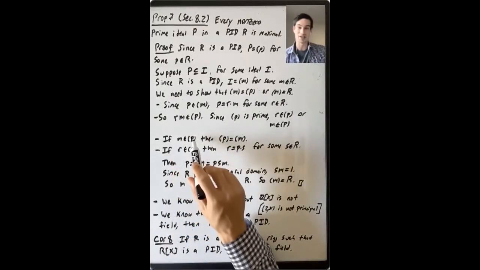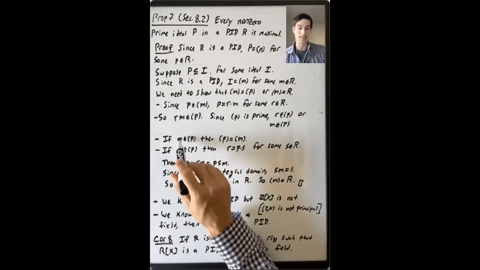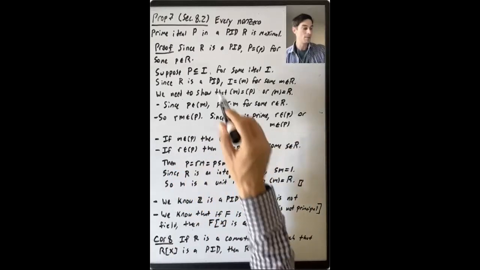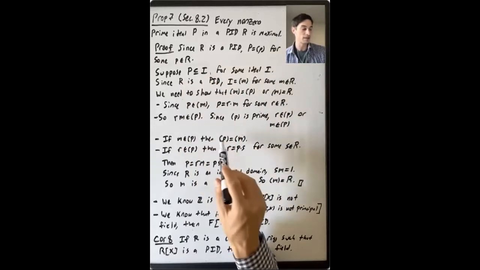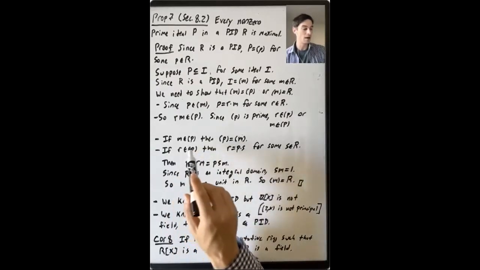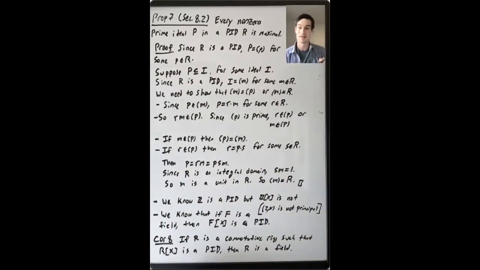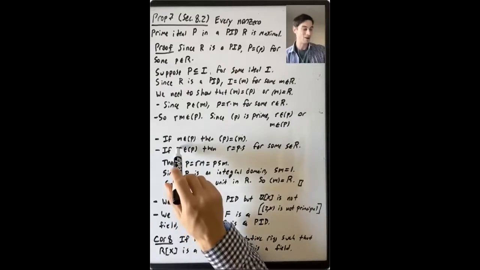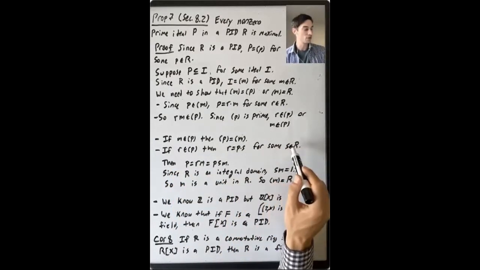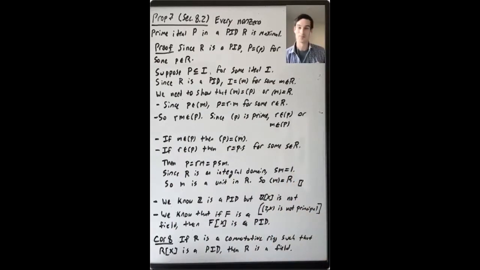If M is in the ideal generated by P, then the whole ideal generated by M is a subset of the ideal generated by P. But now we've shown inclusion both ways. So these two ideals are the same. So now let's consider the case where R is in the ideal generated by P. So what does that mean? R is in this principal ideal. So R is equal to P times S for some S in the ring.